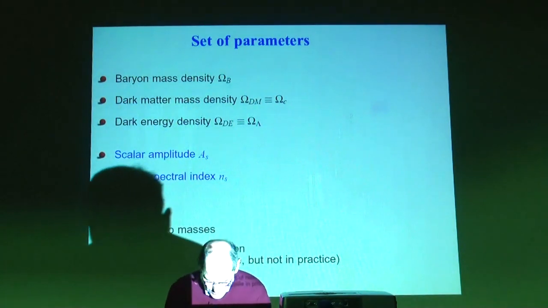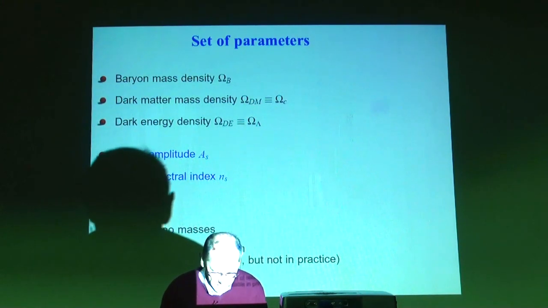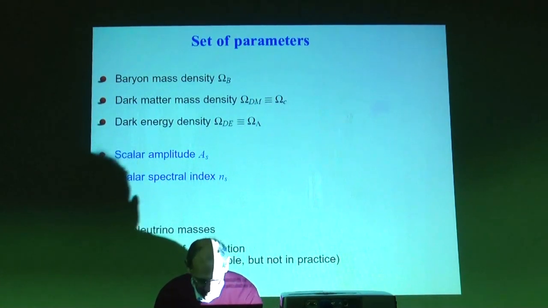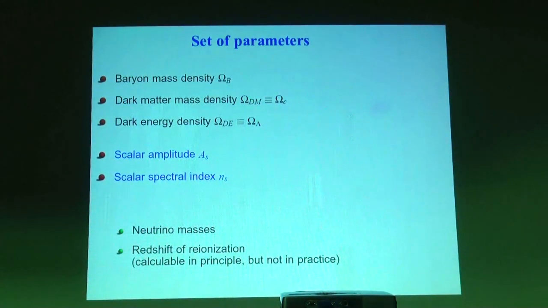Okay, so what do we physicists want to know about our universe? Well, we want to know its present status, its expansion rate. We know that the universe expands, so we want to know the expansion rate. We want to know the composition of our universe: baryons, dark matter, dark energy. We want to know spatial curvature. And it's also useful to know some properties of structures in the universe.